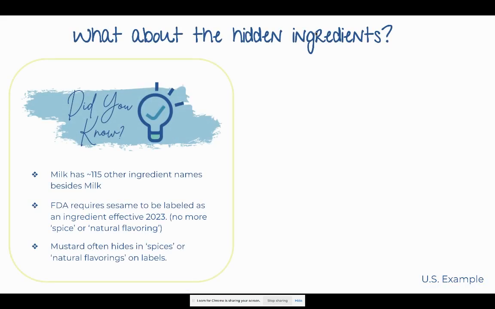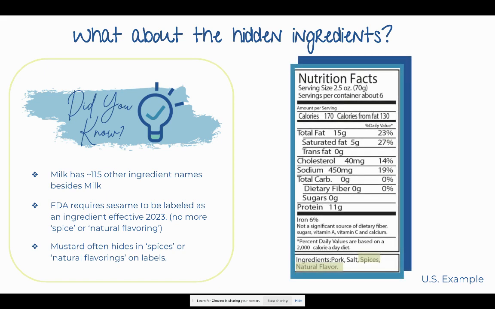So what about the hidden ingredients? Did you know that milk has 115 other ingredient names besides milk. The FDA requires sesame to be labeled as an ingredient effective 2023. So this will help with no more spice or natural flavoring for sesame. But there are other foods like mustard or even celery, both seeds, that hide in the spices or the natural flavorings. This can be really challenging.